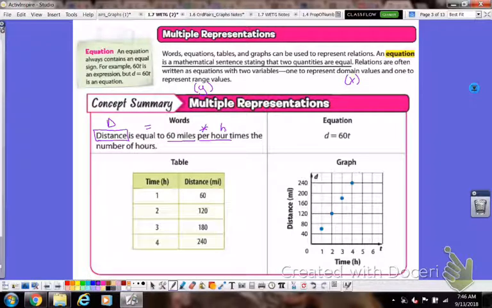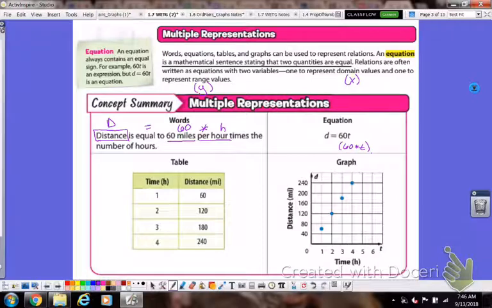So if we check that over here, our equation, we pretty much got everything right here. So d equals, we write our 60 up above, 60 times h. Now they used t, it means the same thing, so d equals 60t. Just a reminder, when you don't see an operation there, it means multiply, so 60 times t.